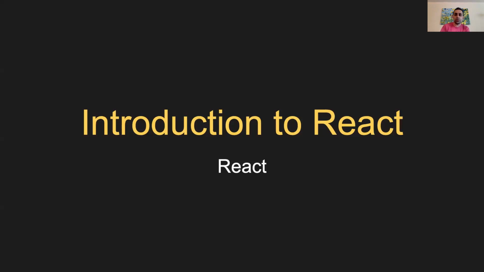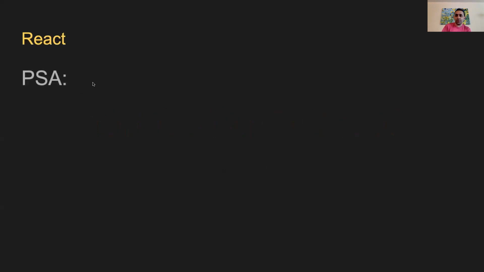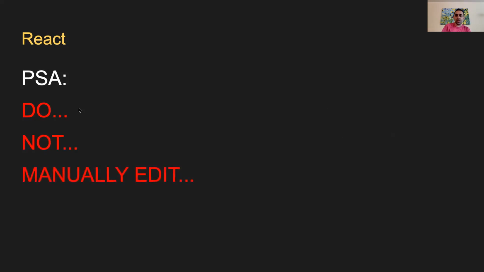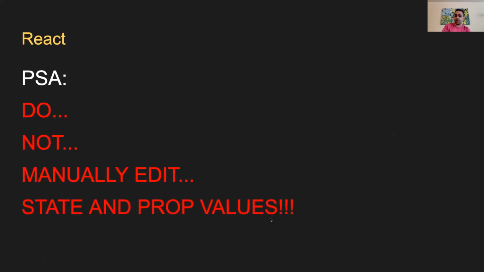So I'm going to start off with a general PSA that might not make sense right now, but I just want to instill it in everyone. So the public service announcement here is do not manually edit state and prop values. Now, I know that probably means nothing to you guys right now, but I just want you to remember this because it's very important when you're coding with React. So again, state and prop values, we're going to talk about those more going forward, but just keep this stamped in your head. Do not manually edit state and prop values. All right, we'll get back to this notion in a bit.